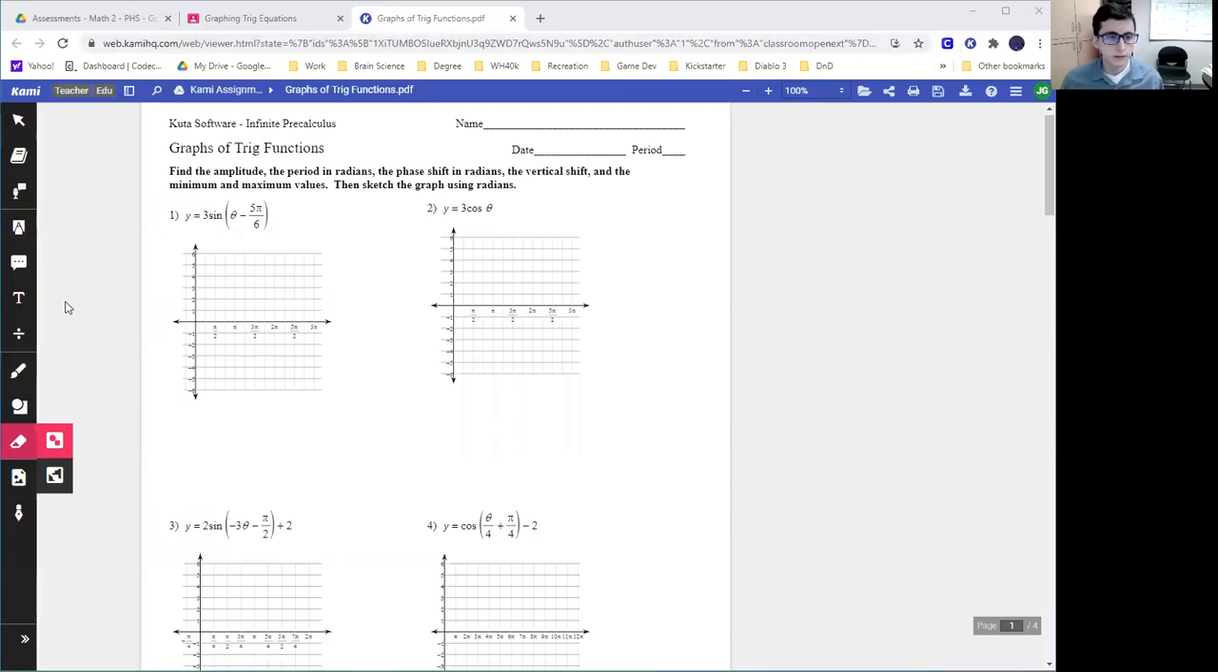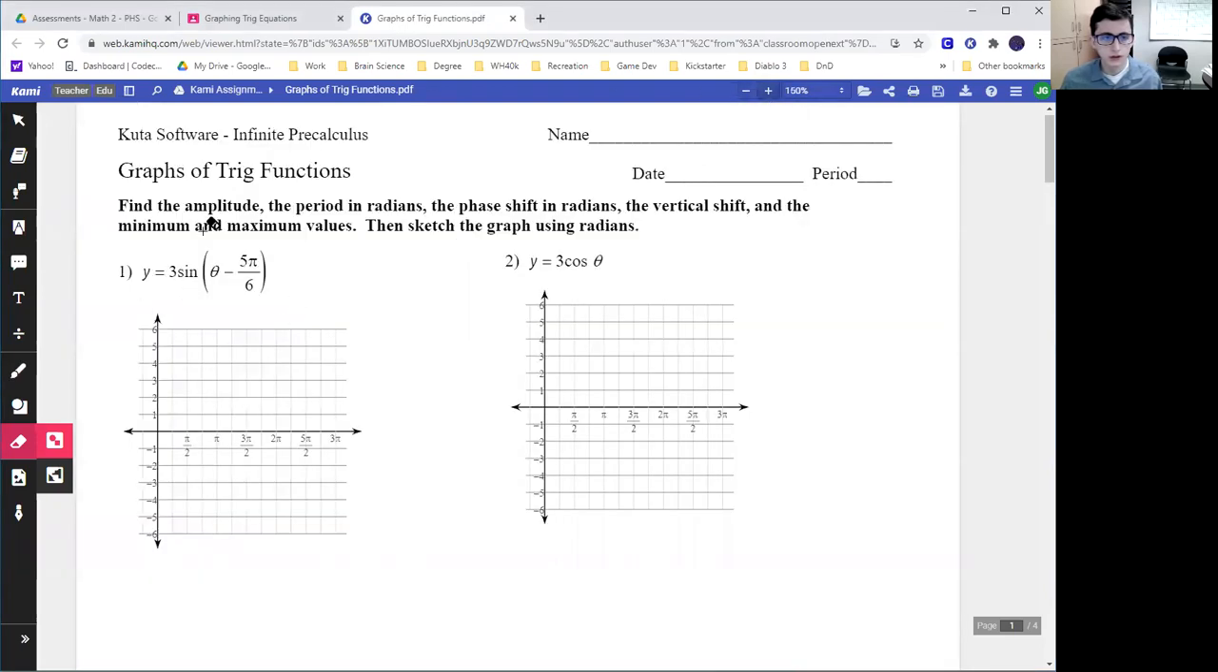So today we're going to be talking about trig functions. These trig functions here, we're going to be graphing them. These are more complex than what we've done in the past. So let's just go through these one at a time.